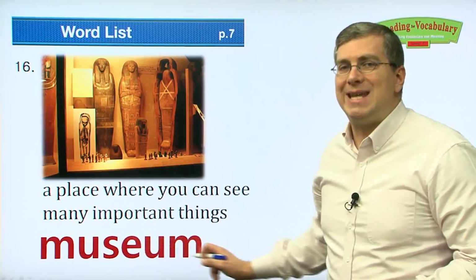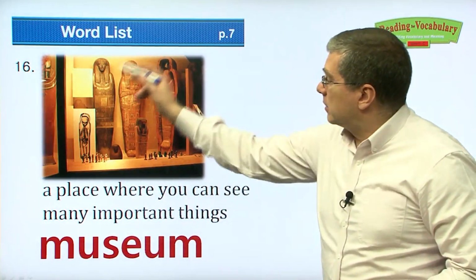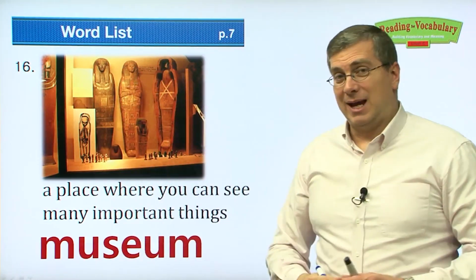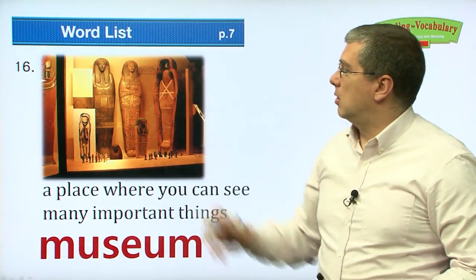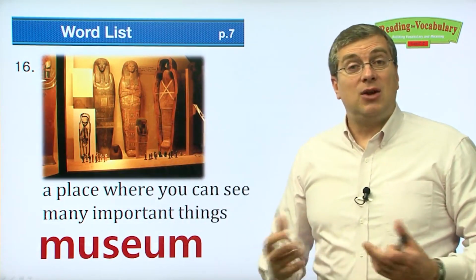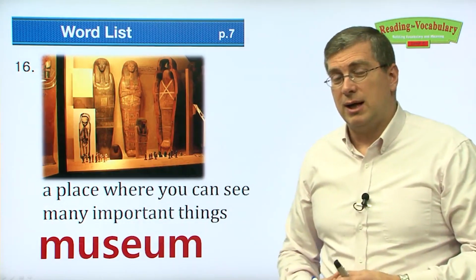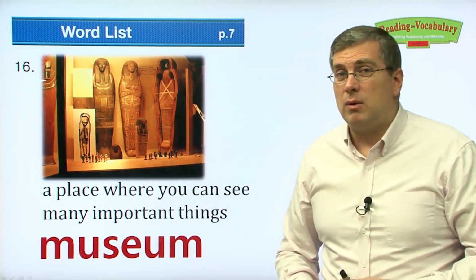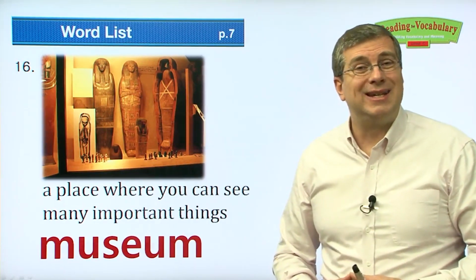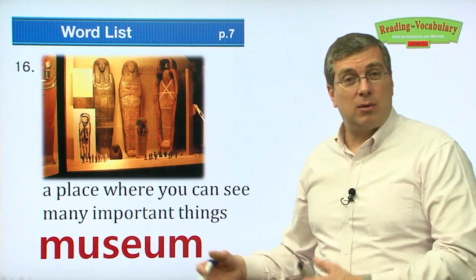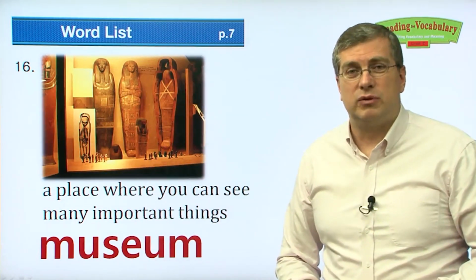Museum. A place where you can see many important things. Here we see things from ancient Egypt, right? A long time ago, we can see the mummies. You can see mummies in a museum. You can see things from your country that existed a long time ago in a museum. In natural history museums, we can see animals that existed a long time ago.